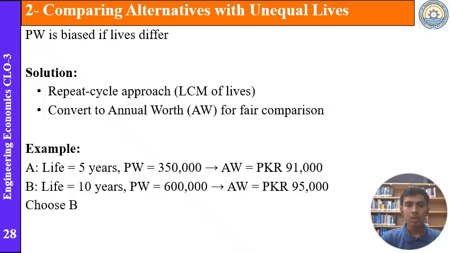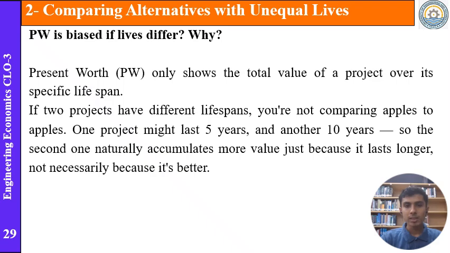The second method is using the annual worth method: we calculate the annual worth of both projects and then select the project which has the higher annual worth. For annual worth analysis, we do not have to take the LCM of the projects, because in annual worth the cost is constant or remains the same throughout the years. Present worth gives a biased result if the lifetime is different. It is because, for example, suppose we have two different projects, one whose lifetime is 5 years and the other whose lifetime is 10 years. It is absolutely sure that the cost over the 10-year project would be greater than over the 5-year one.